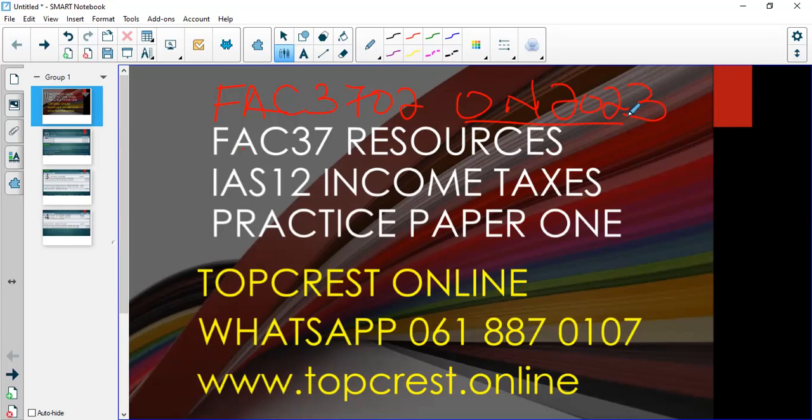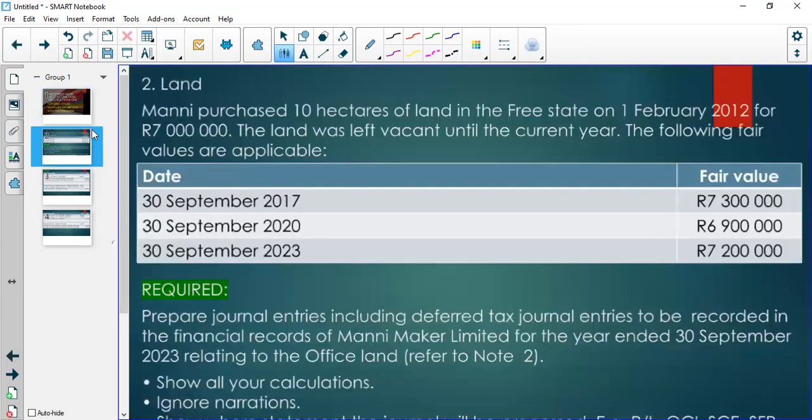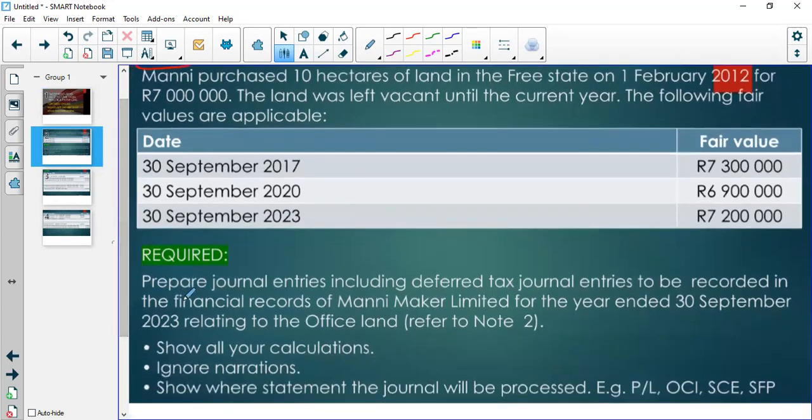The lecturers also should anticipate the standard of the papers they want to give to students, then train students to do those things. So I do not know how much of that was done, but let us now go to the first portion. The first required had to do with land. And the required said we need to prepare journal entries, and these journal entries should include deferred tax journal entries.